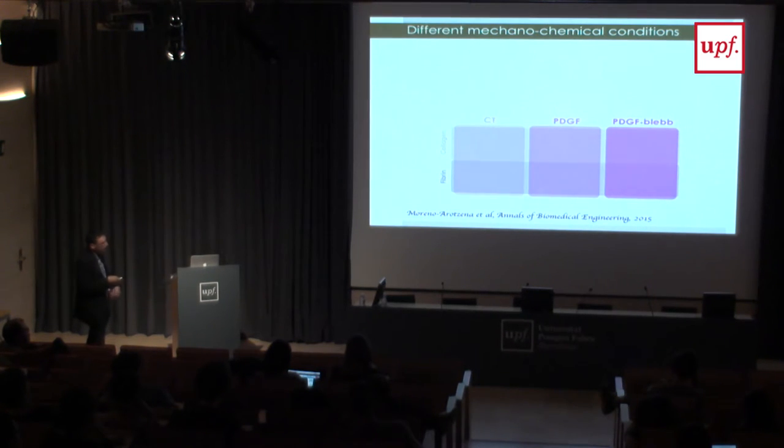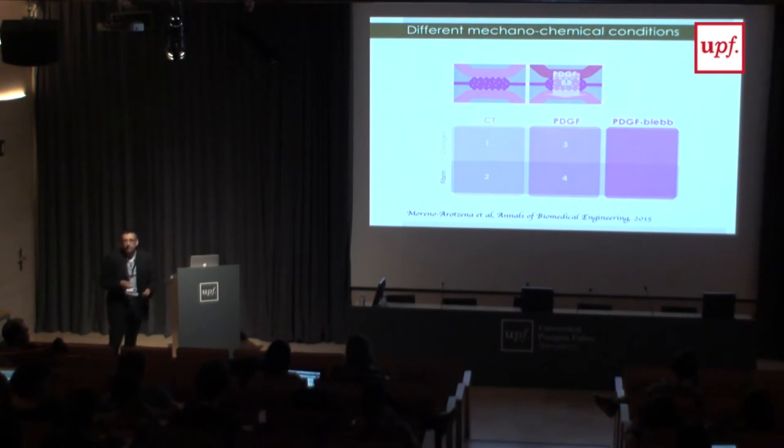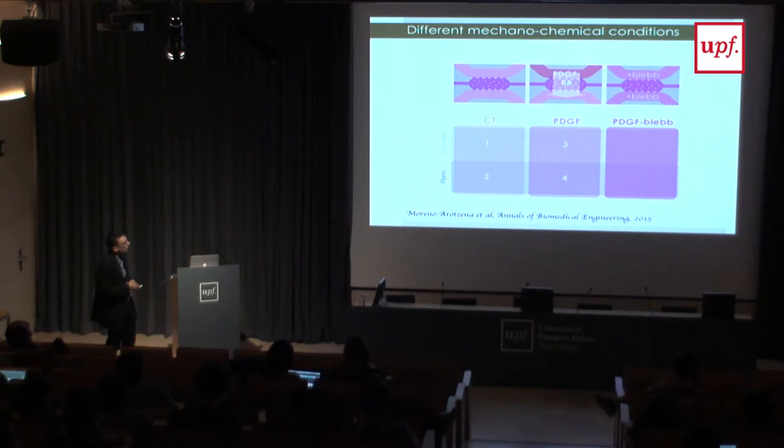We analyzed the following cases. Control, so no factor, with cells inside. Then we incorporate the platelet-derived growth factor, the factor that normally regulates the healing of wounds. And then we incorporate blebbistatin. Blebbistatin is a drug that removes, or partially removes, the action of myosin. Myosin, if you remember, is the system that the cell uses to contract. So what happens if we remove contraction? We analyzed these six cases.